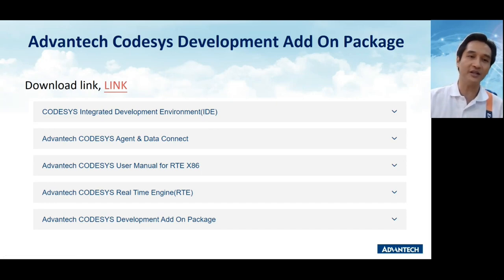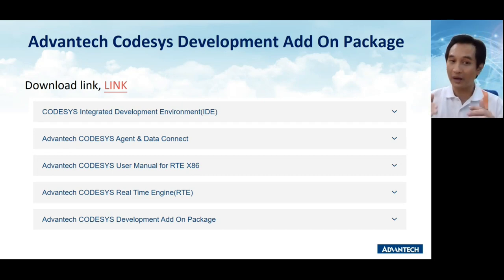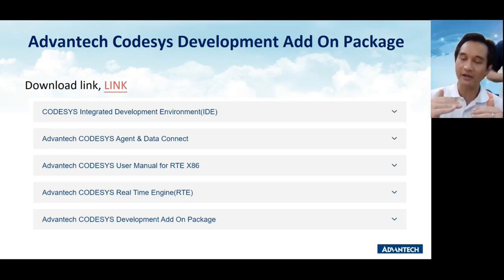Second, you have to install the Advantech CODESYS development add-on package. If you expand this view, a lot of versions will come up, different kinds of CODESYS versions. Maybe later I will share more on this part. You have to download and install this add-on package, because it is used for the Advantech hardware. Some customers are using our Advantech ADAM 4000 series, 6000 series, and the APAX series and other hardware. So this is mainly for Advantech hardware. That is the reason you need to install this add-on package, right? These two you have to install.